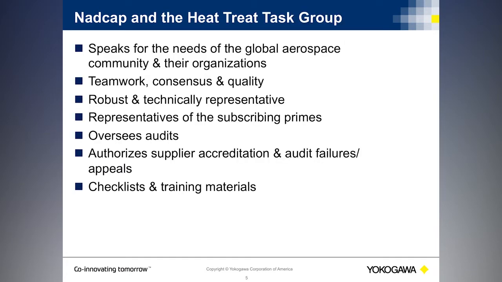Nadcap special processes are made up of task groups, and the Heattreat task group speaks for the needs of the global aerospace community and the organizations in promoting teamwork, facilitating consensus, focusing on quality, ensuring that the Nadcap program is robust and technically representative. It comprises all the representatives from the subscribing primes. They provide oversight to completed Nadcap audits. In other words, they authorize the supplier's accreditation as well as an audit failure. They also help construct checklists and training materials for the auditors as part of their duties.